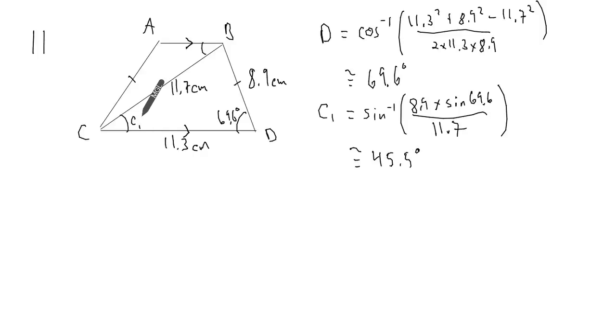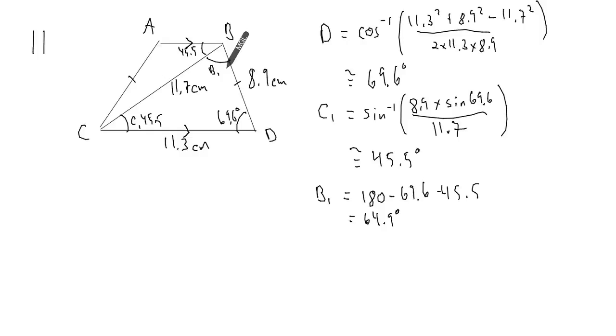Okay, so in here is 45.5, which means here is also 45.5, and this angle in here, which I'll call B1, will be equal to 180 minus 69.6 minus 45.5, which tells us that B1 will be equal to 64.9 degrees. So here is 64.9. So that's not the total angle. We don't know part of it.